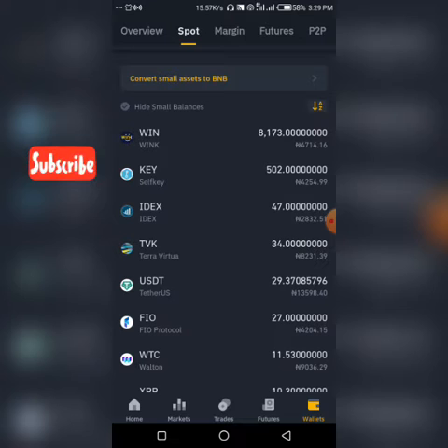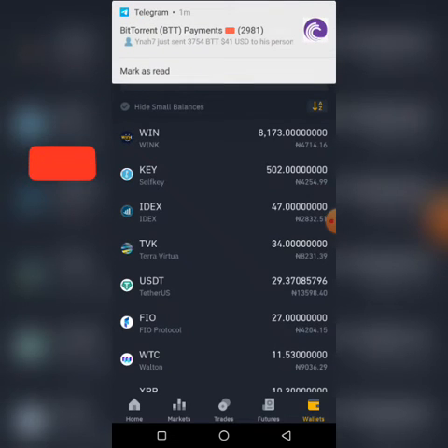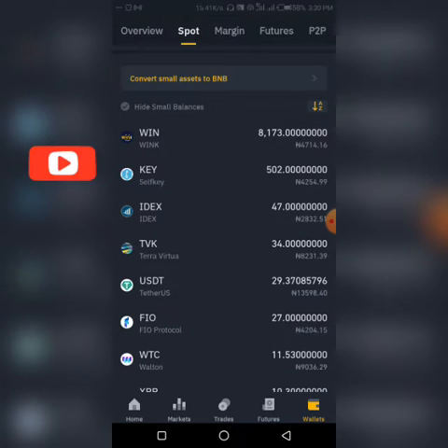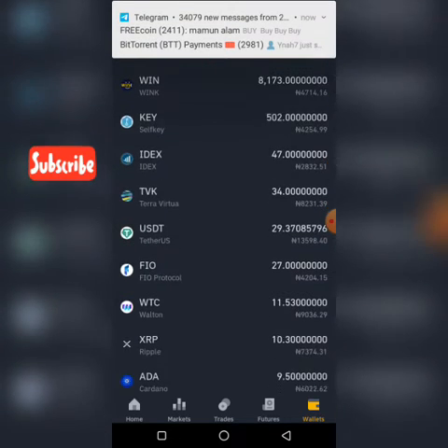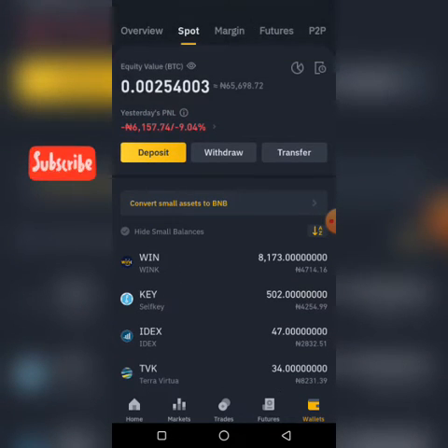Hope you understand. For instance, I have Wink worth 4,700 naira, and I have about 8,173. So when you click on spot, it opens what you have there, and the same goes for margin.